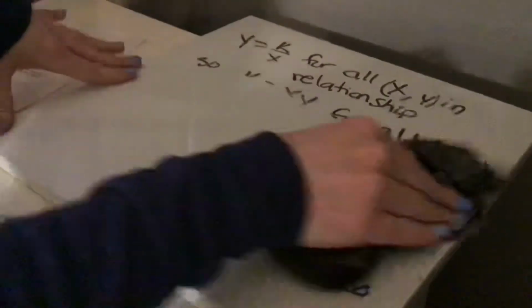Check the product of the input versus the output, the x times the y. If it's all the same constant, it is an inverse relationship. Okay? And then the last kind of relationship is something called joint variation. Joint variation we're usually going to use when we have three variables, so x, y, and z, for example. Joint variation is essentially direct variation, but for three instead of two variables.